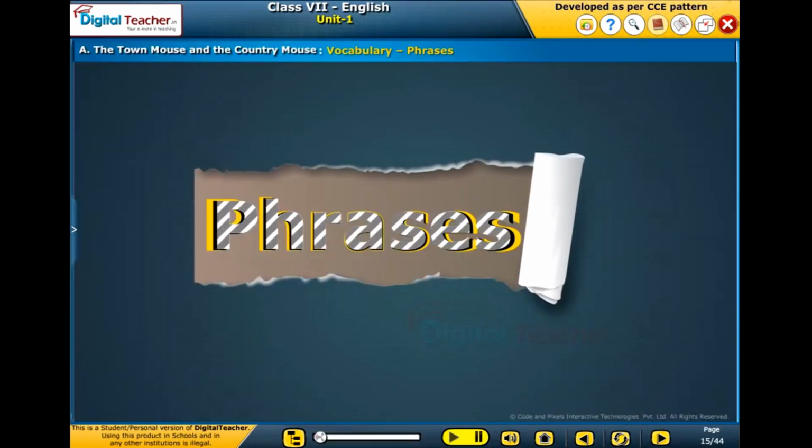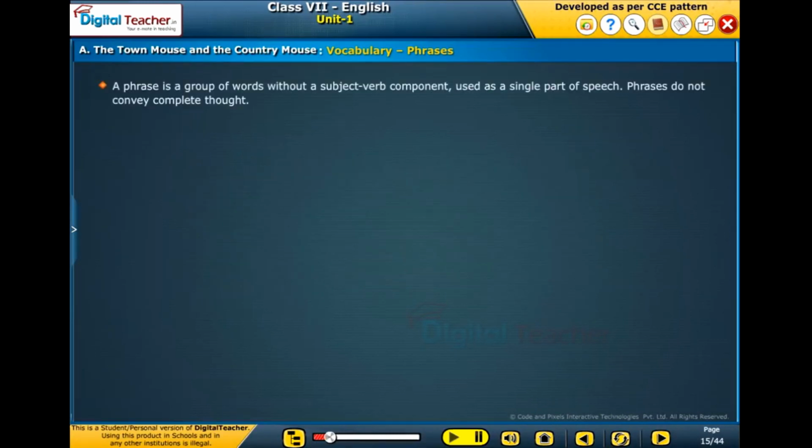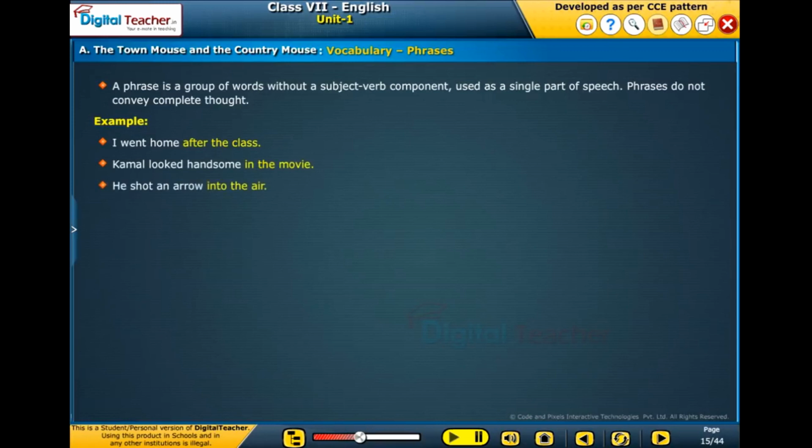Phrases. In this section, we will learn about phrases in detail. A phrase is a group of words without a subject-verb component, used as a single part of speech. Phrases do not convey complete thought. Example: I went home after the class. Kamal looked handsome in the movie. He shot an arrow into the air.